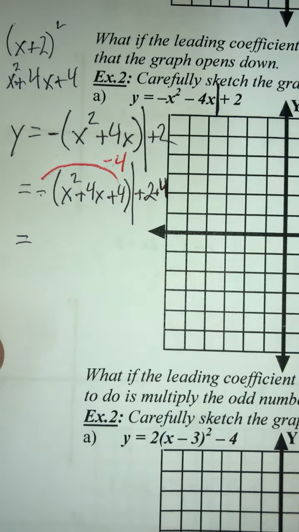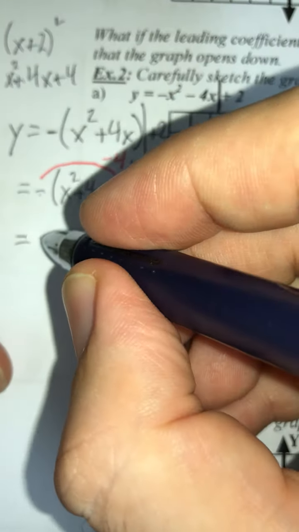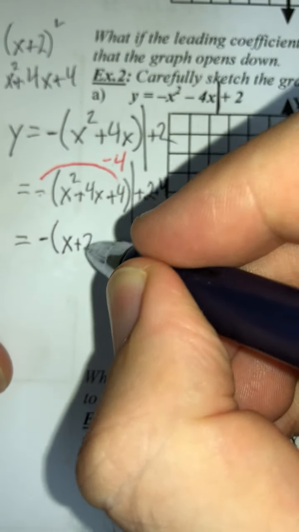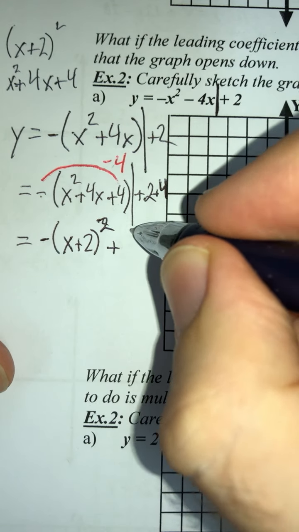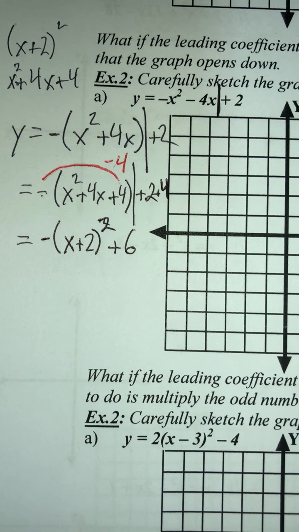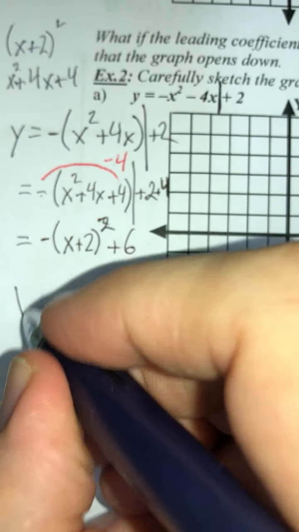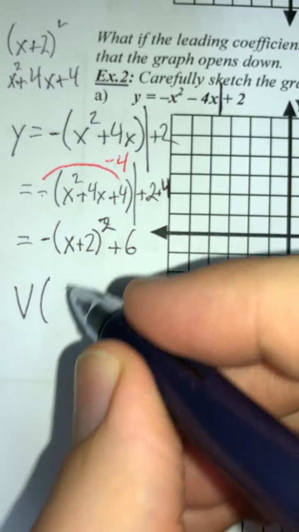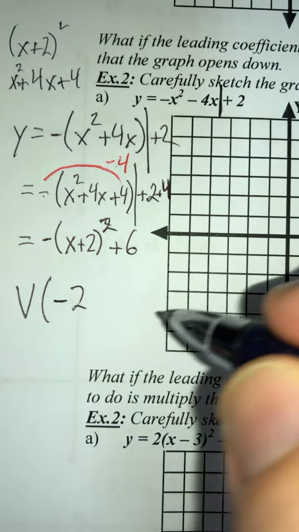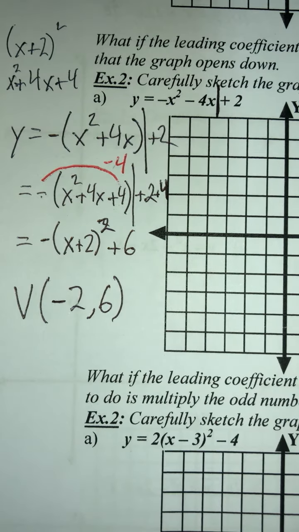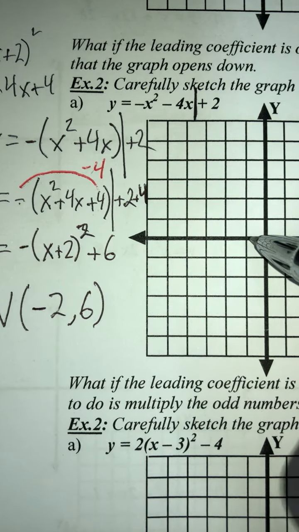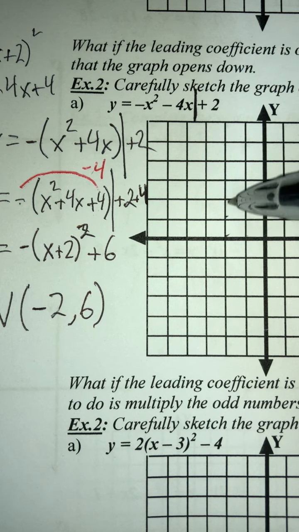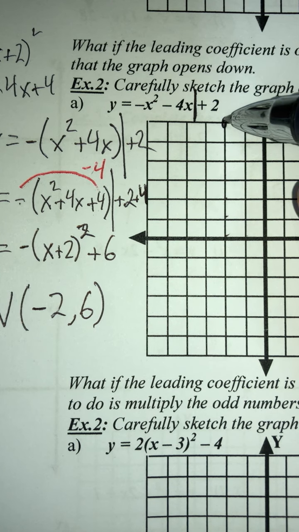Now what I have in the brackets is a perfect square. So minus x plus 2 squared. Combine the other side, we get plus 6. So here is our new perfect square. So the vertex is minus 2, again, opposite of what's in here, positive 6. So we can plot out that point. Here's negative 1, 2, positive 1, 2, 3, 4, 5, 6. So here's my vertex.